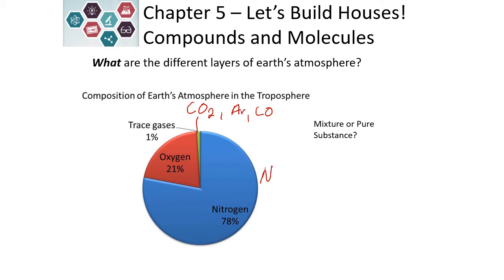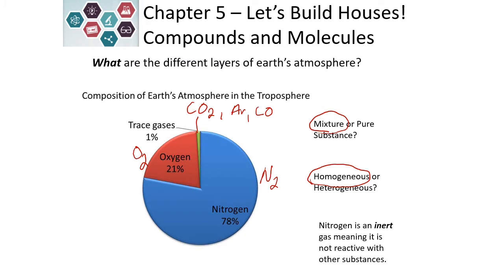Well, remember, nitrogen is N2, oxygen is O2. This would be a mixture because it contains multiple different molecules and compounds. Would it be homogeneous or heterogeneous? Well, the air that we breathe is a homogeneous mixture. It is evenly mixed throughout the atmosphere, which is good for us because we wouldn't want to go into a place that was low in oxygen because it wouldn't work so well for us.